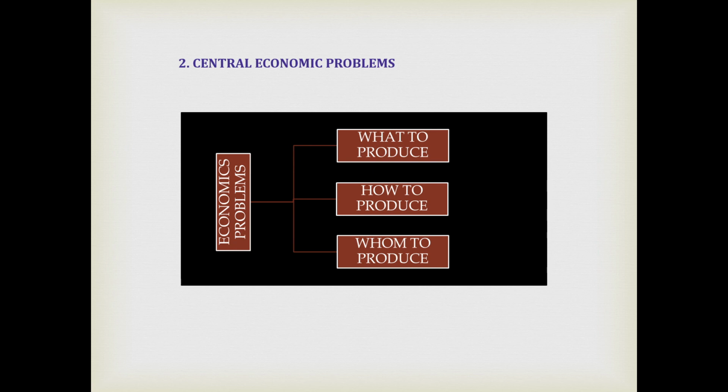And the second problem is how to produce. The selection of goods according to priority is followed by the question of how it is to be produced. That is, whether labor intensive or capital intensive techniques are required to produce the goods. It also involves questions such as whether small scale or large scale production is required to produce goods.